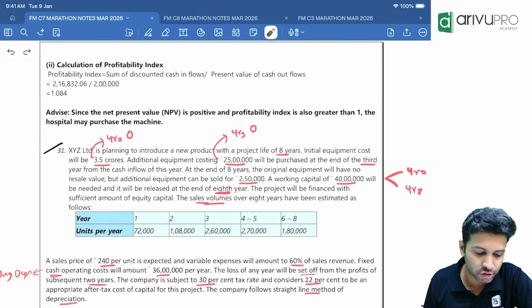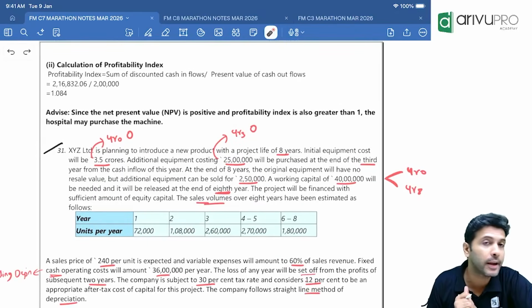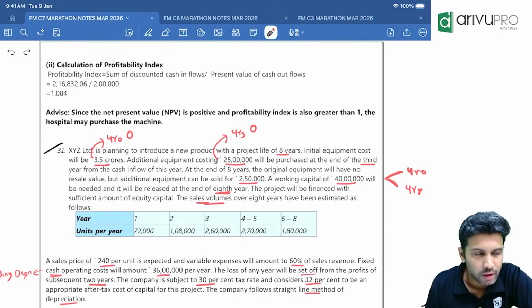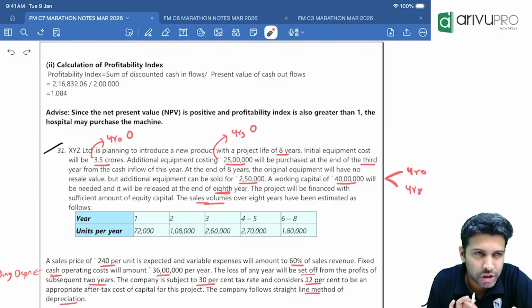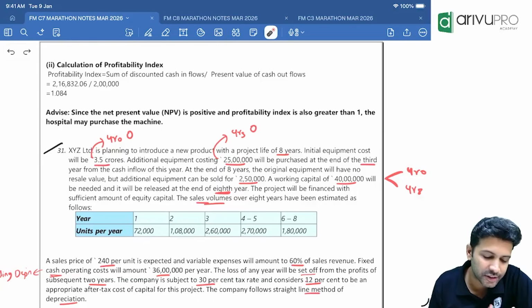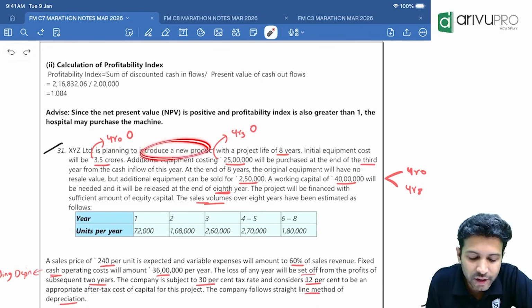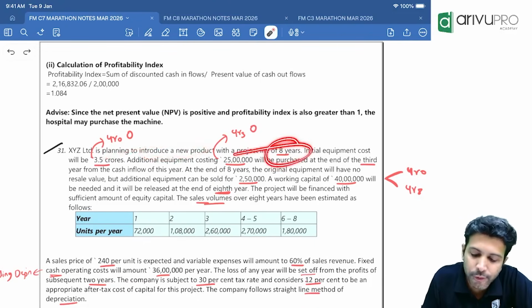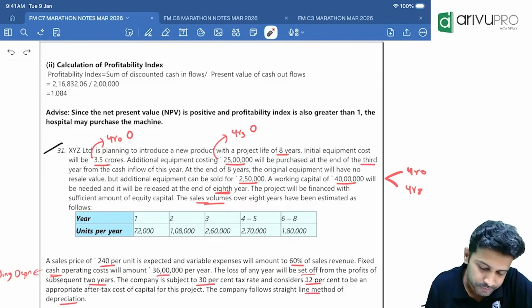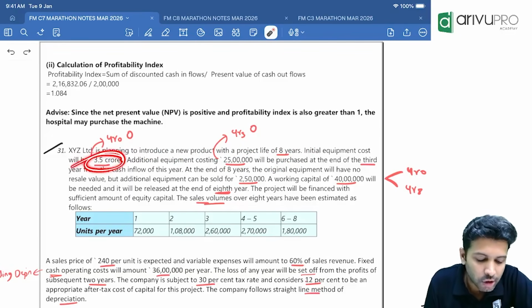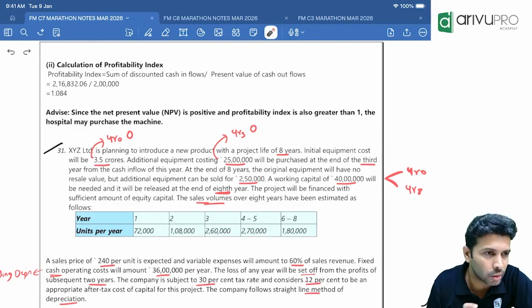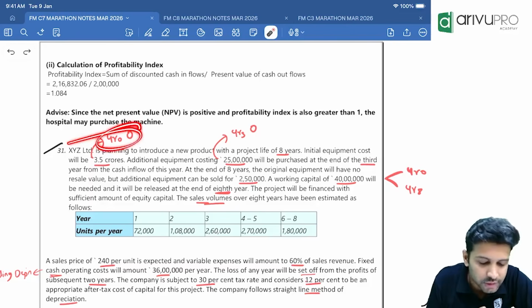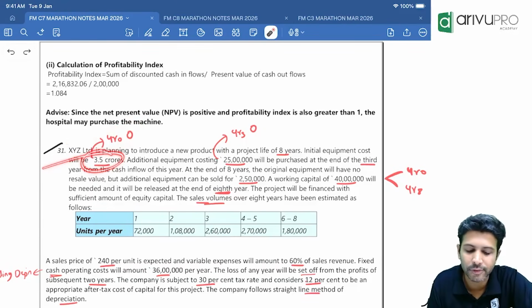Now people, check this question. 31. Carefully read the data. XYZ is planning. Simple question only this is, but a good number of adjustments are there. XYZ is planning to introduce a new product with a life of how many years? 8 years. Initial equipment cost is 3.5 crores. So they said initial equipment cost, so investment will happen at year 0. Inflow or outflow? This is year 0 outflow, 3.5 crore.